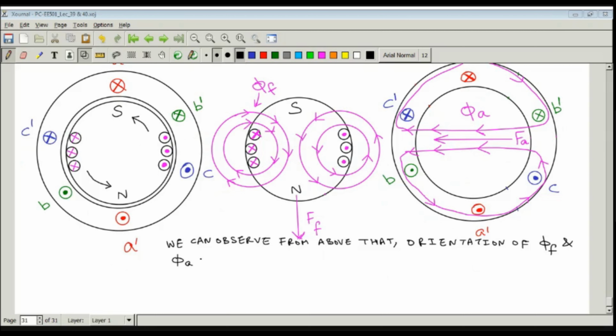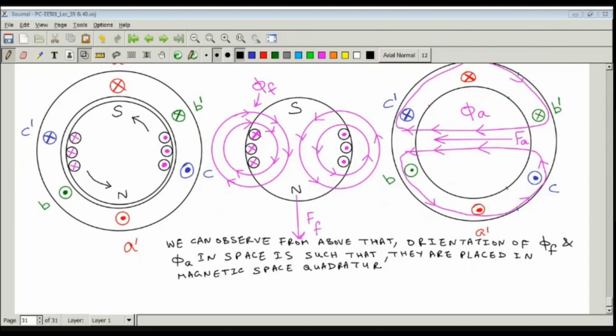Orientation of phi f and phi a in space is such that they are placed in magnetic space quadrature.